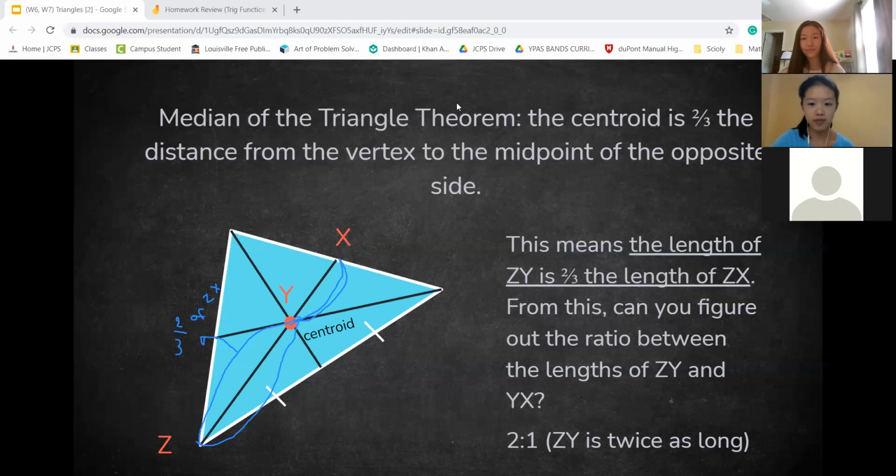And be careful about knowing which side is 2/3 of the length and which side is the shorter length. The longer length would always be the one that's closer to the vertex, so ZY. And the shorter side would be the one that's closer to the midpoint of the other side, in other words, YX.